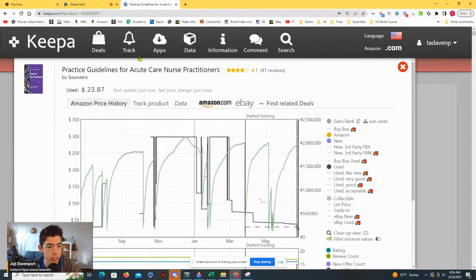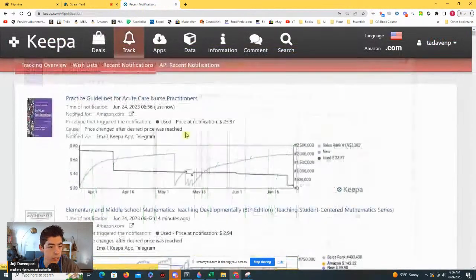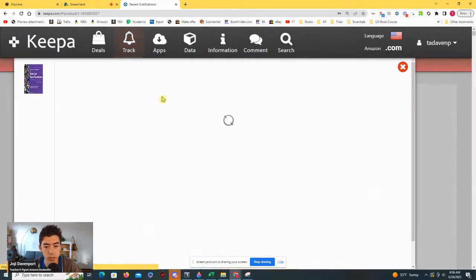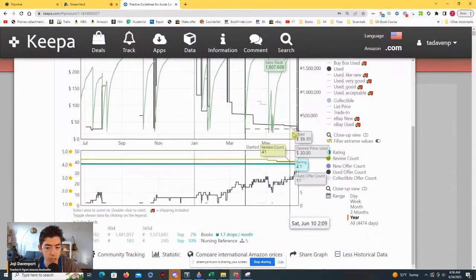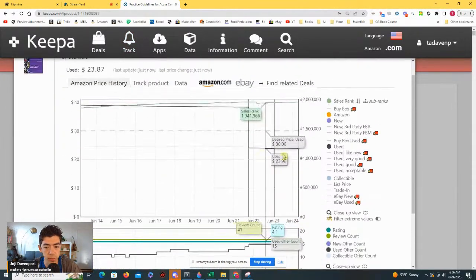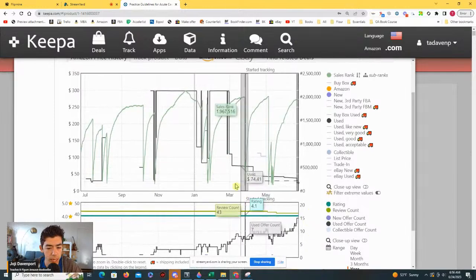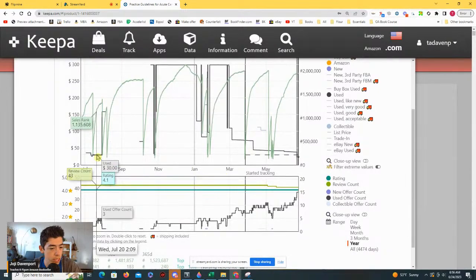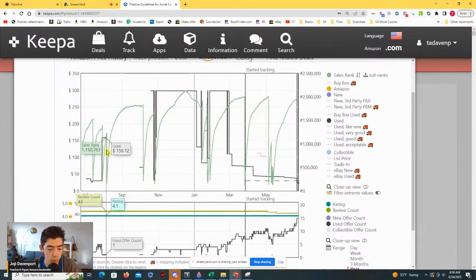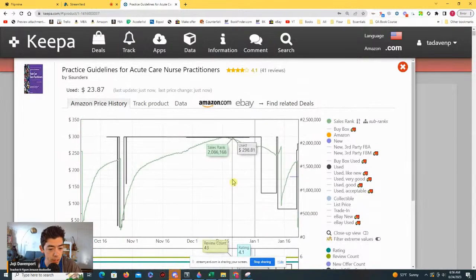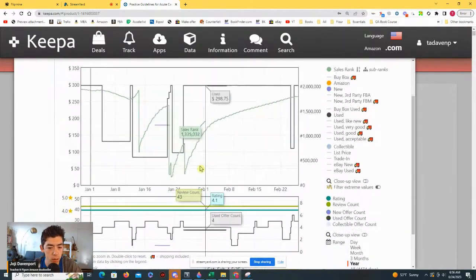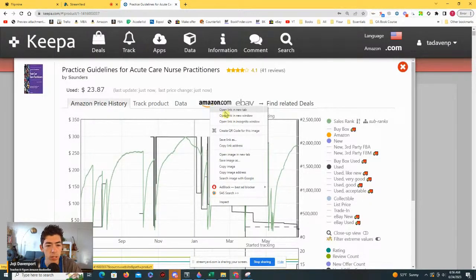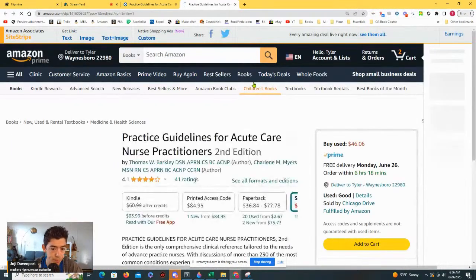So here's a book that I just got notified on. How long ago is this? Just now, actually, 6:56. So this just hit my notification right now. Actually, it looks like it has been hitting my notification over the last couple days, but looks like back here on May 27th, I put a tracker of $30. This book looks like it was selling for 30, then was out of stock. Price went up to about $300. Doesn't look like anyone bought it, but it looks like there were some sales rank drops around 80 to 90. And what is this? Practice guidelines for acute care nurse practitioners.